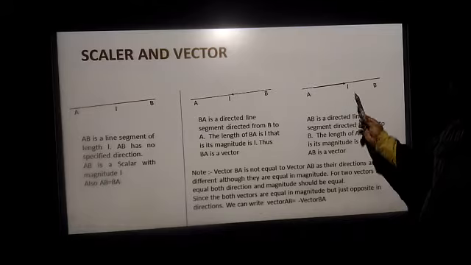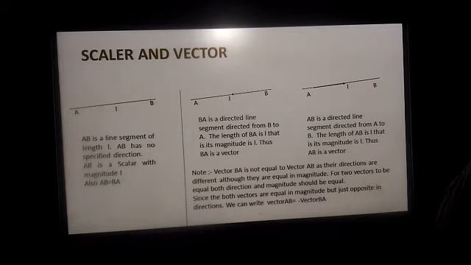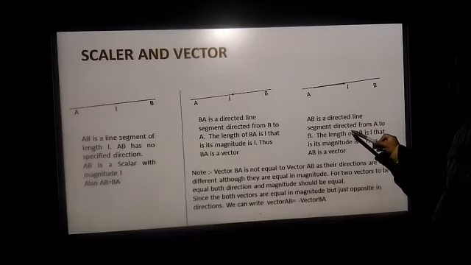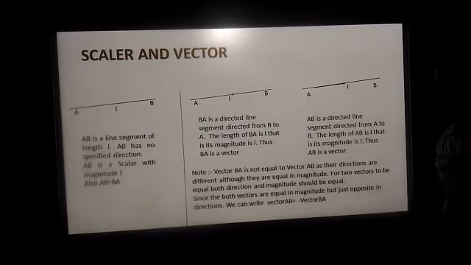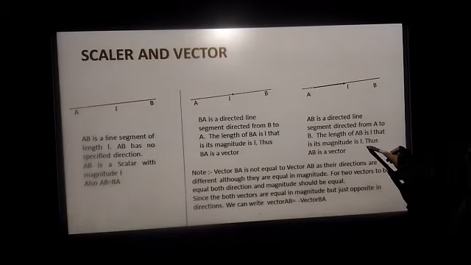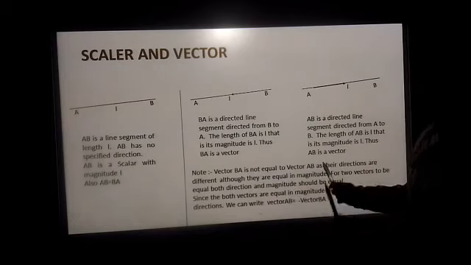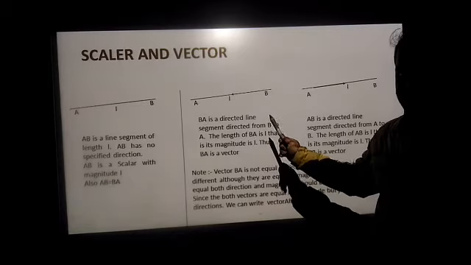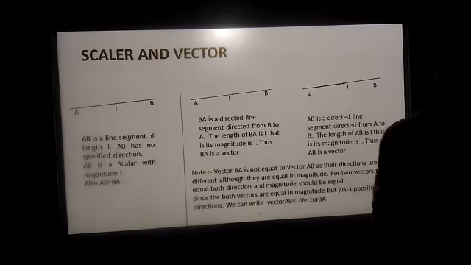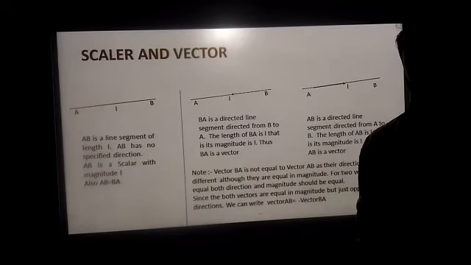Same case here. Here the direction gets changed. And AB is a directed line segment directed from A to B. The length of AB is L, that is its magnitude is L, thus AB is a vector quantity. Okay, we have to note here some points. Vector BA is not equal to vector AB. If direction changes, that means the vector quantity also changes.